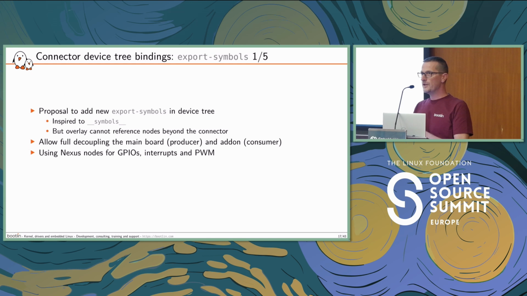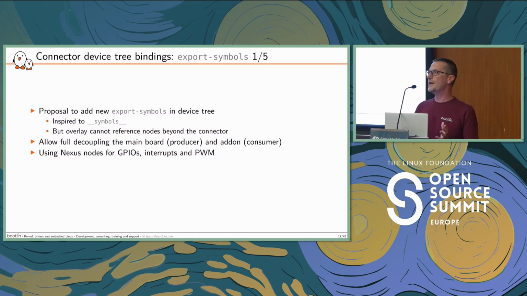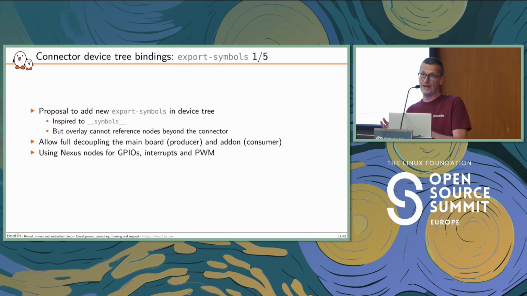So currently our latest proposal is based on export symbols, which is a new node to be introduced in the device tree. It is inspired by the underscore symbols, which is an internal one used in overlays, but the difference is that the internal symbols allow you to touch anything in the whole tree, while export symbols only allows you to reference from the overlay what is in the connector. So it doesn't allow you to go beyond the connector. So this allows full decoupling between the add-on and the mainboard.